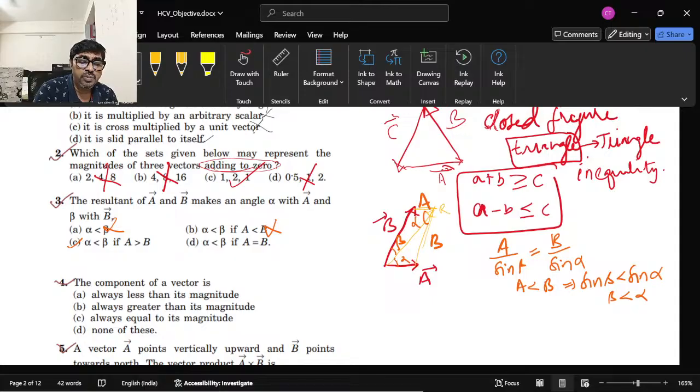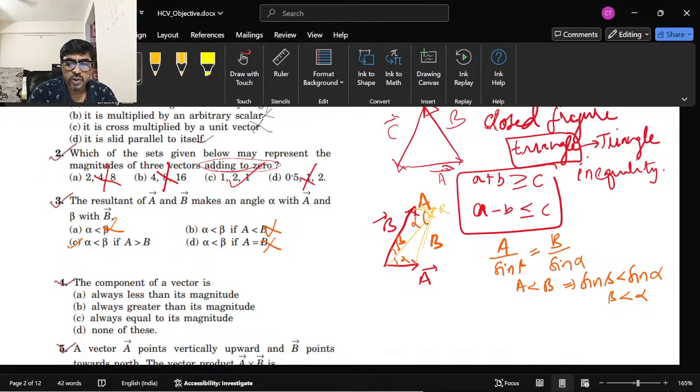A equal to B means alpha equal to beta you will get. That is also wrong. You will get an isosceles triangle if you consider any one triangle there, upper triangle or lower triangle. So the answer is if A is greater than B. So that's what they are.